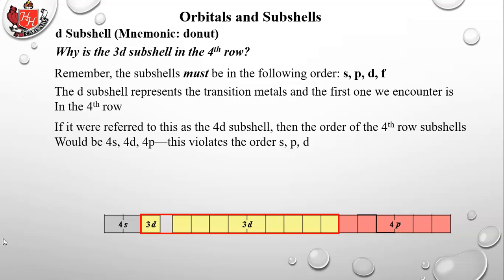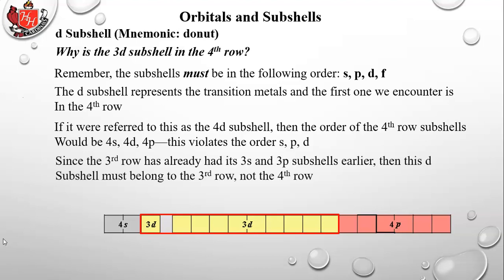If it were referred to as the 4D subshell, then the order of the 4th row subshells would be 4S, 4D, where you see yellow 3D, it would be 4D, 4P. This violates the order of SPD. Since the 3rd row has already had its 3s and 3p subshells earlier in the previous row, then this d subshell must belong to the 3rd row, not the 4th row.